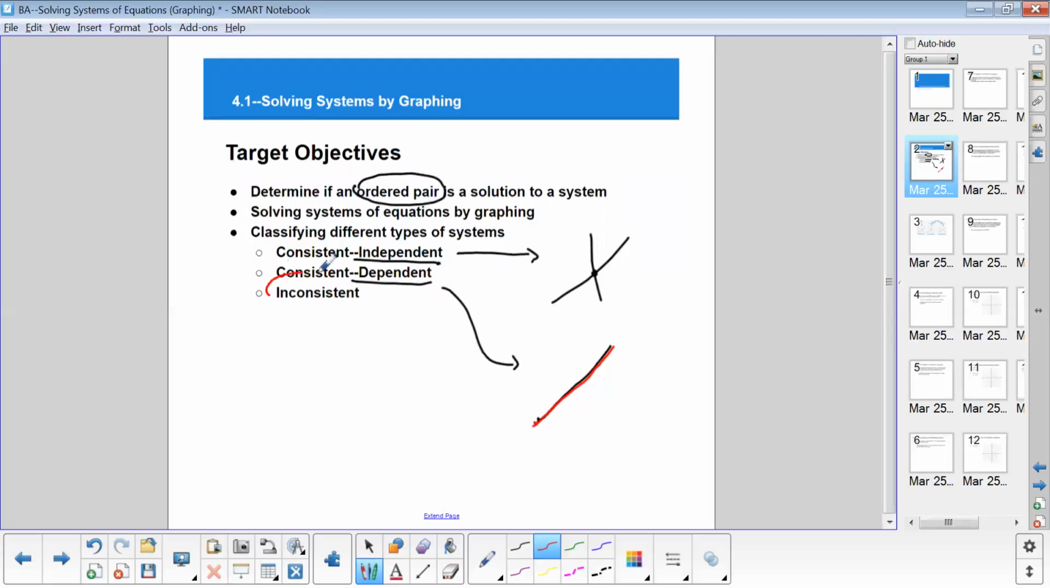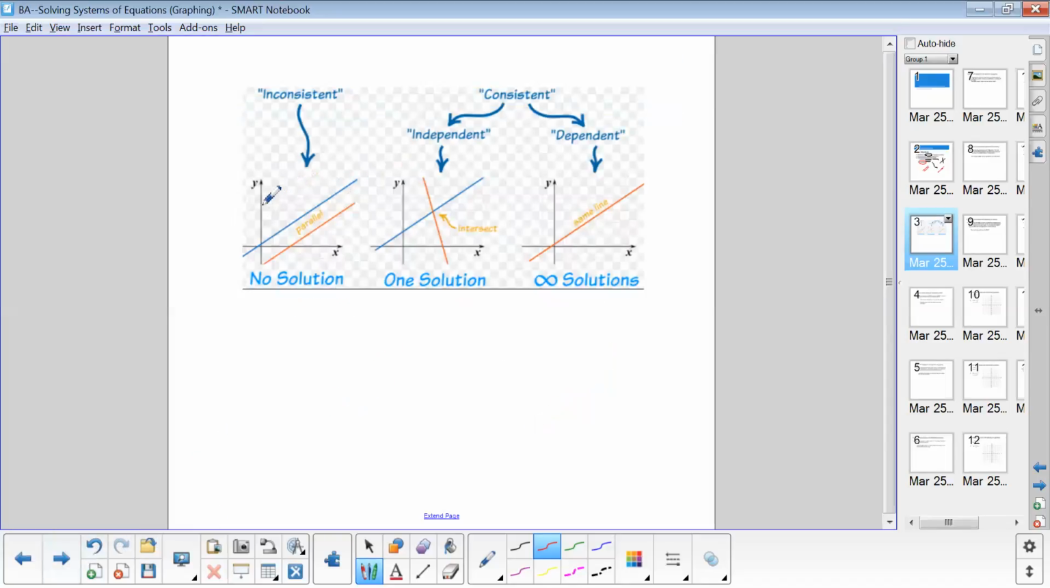And then your inconsistent system is where you have parallel lines. They have the same slopes, but they do not intersect. So those are the objectives for the video. Again, here's your inconsistent system: when they're parallel, there's no solution, so the slopes would be the same. Here is your consistent system, independent of one another. They do intersect at one point, so therefore we would say they have one solution. And what represents an infinite solution is the same line. Both lines have the same slope and the same y-intercept, so it creates the same line.